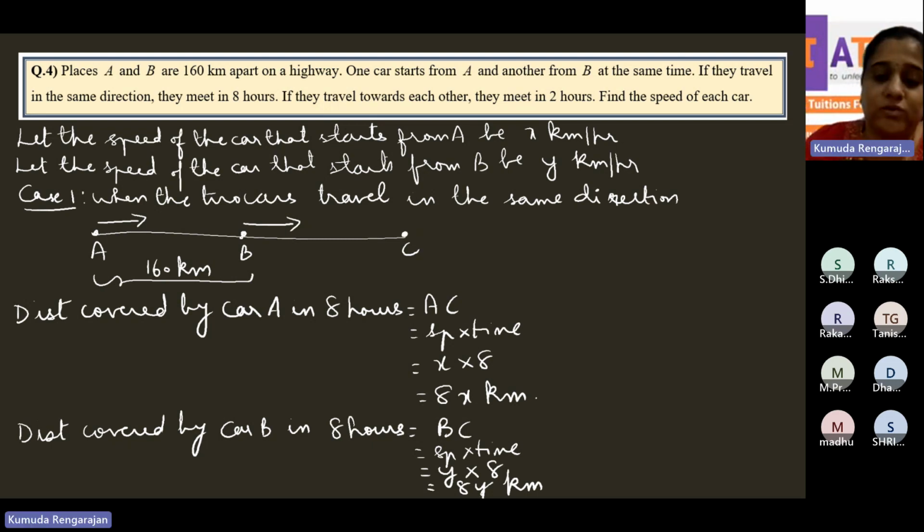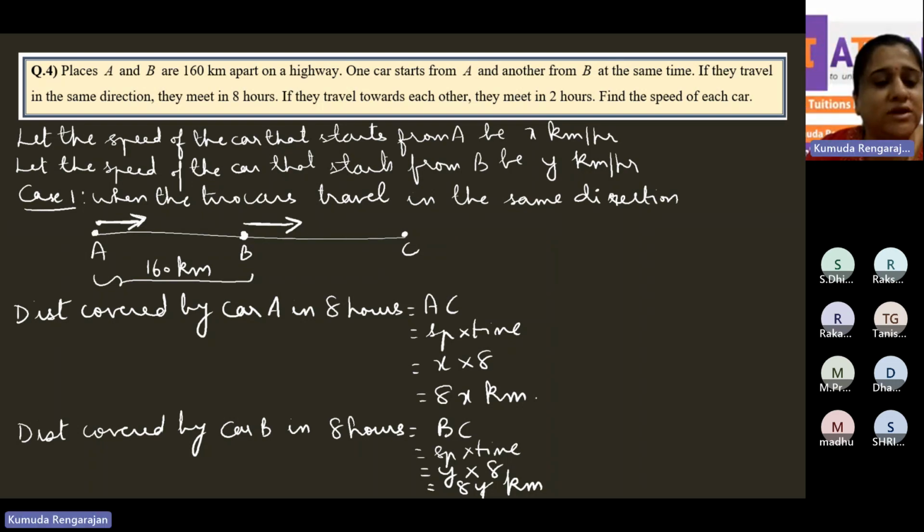All right, children, those of you who are seeing the situation for the first time and want to understand, please listen to me. So, X and Y as the assumption, you would have understood. Now, the first case is when the two cars travel in the same direction. We'll assume the car that starts from A moves in this direction and the car that starts from B also moves in the same direction like this. But it's given that though they go in the same direction, they meet in 8 hours. The two cars catch up at some point.